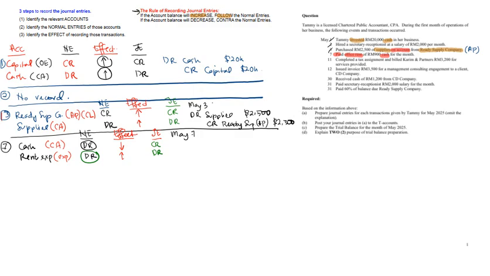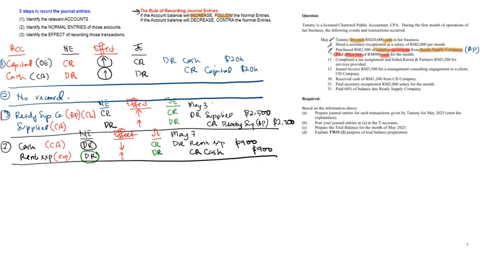For May 7, always start with debit. Debit rent expense, the amount of 900, and then credit cash because you paid for it, 900. Done.